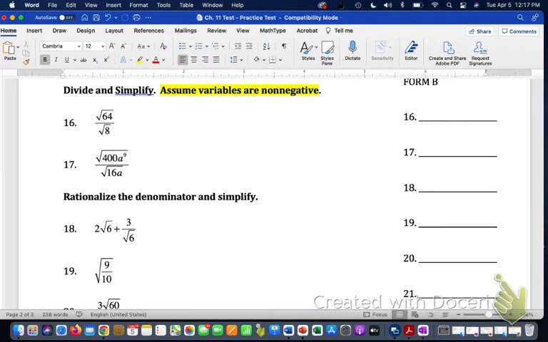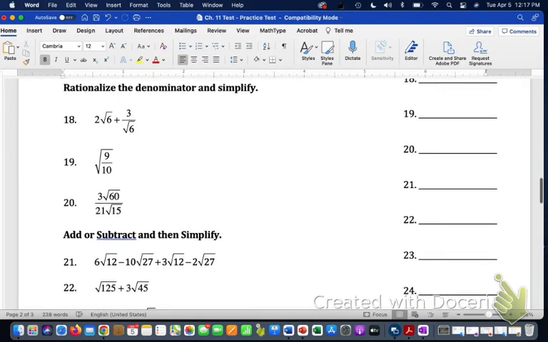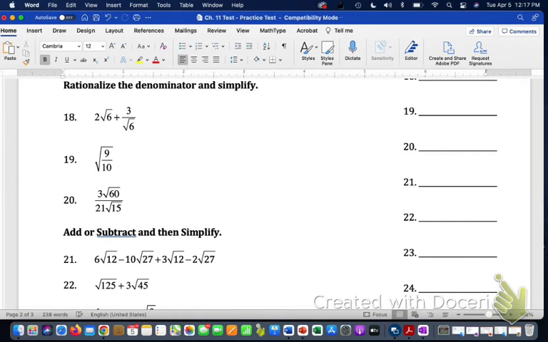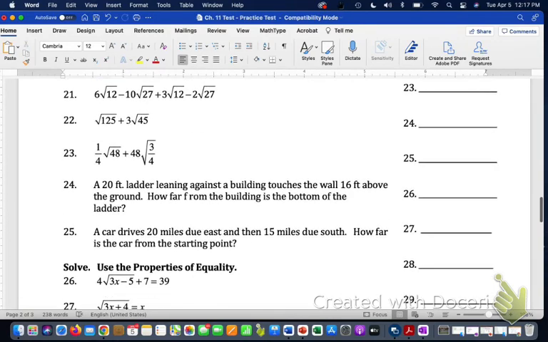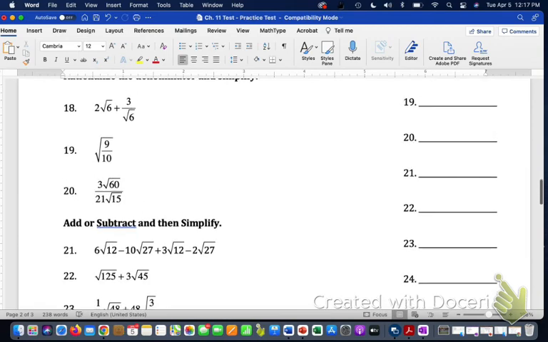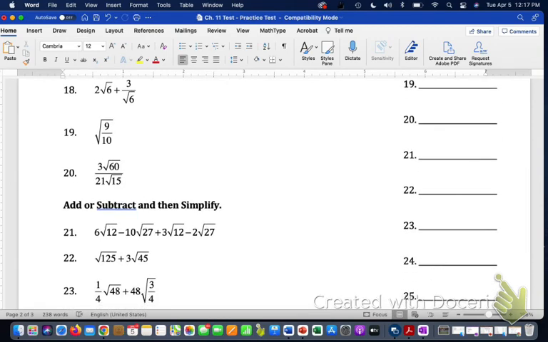Let's move on. I'm going to move this up because I do need some more room. Okay, 2 rad 6 plus 3 over rad 6. We are doing 2 rad 6 plus 3 over rad 6.